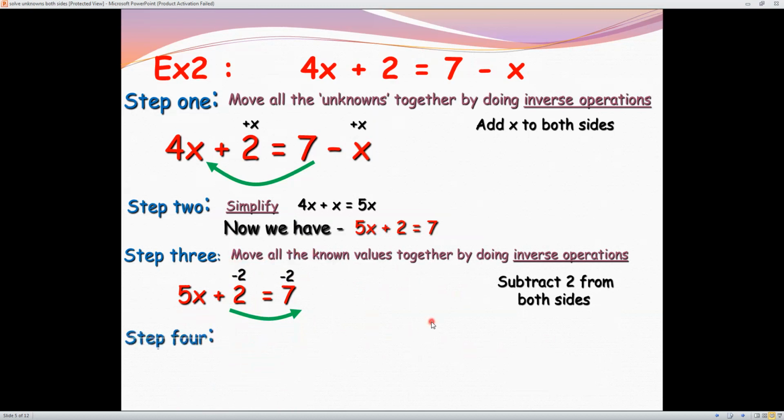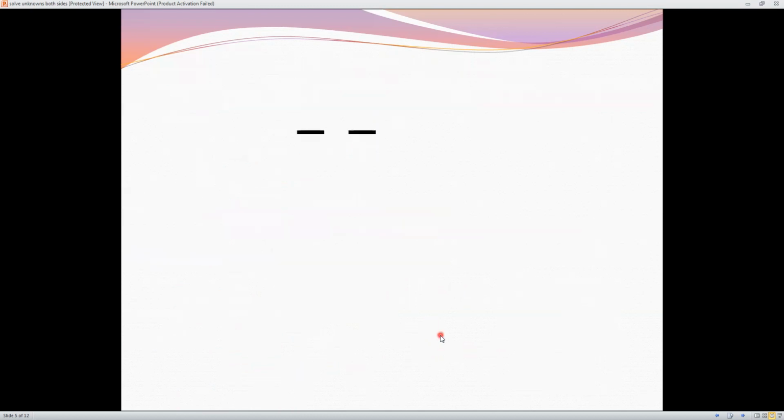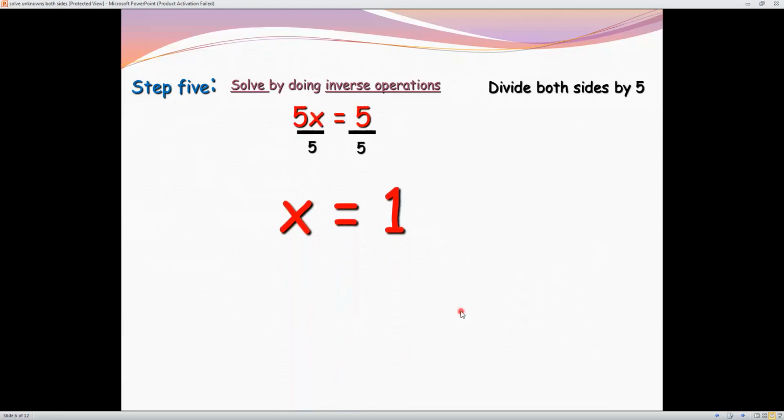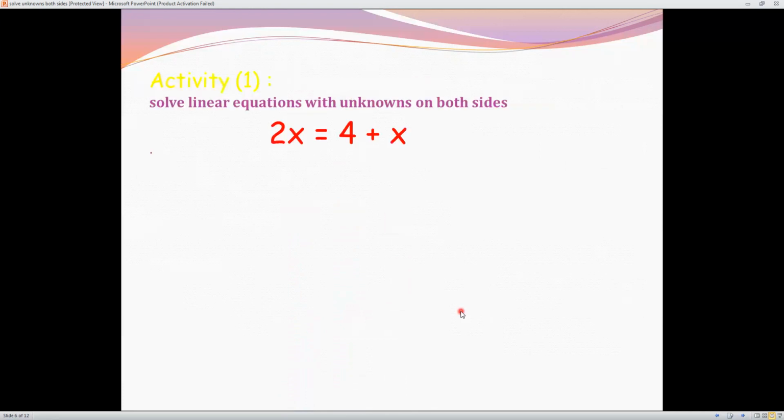So now 5x equals, this simplified, 5x equals 5. Now we are going to solve it by inverse operations also. So 5x equals 5. So this means that we are going to divide by 5. So x equals 1. This is the result by the end. Okay.